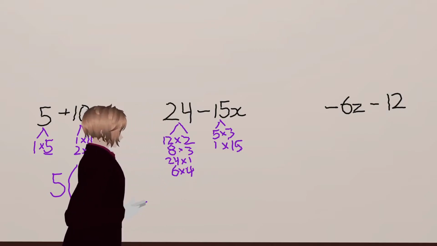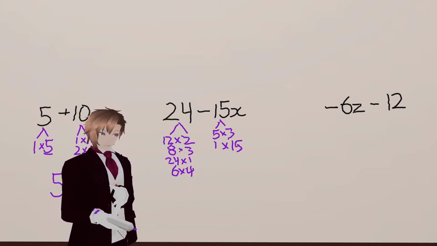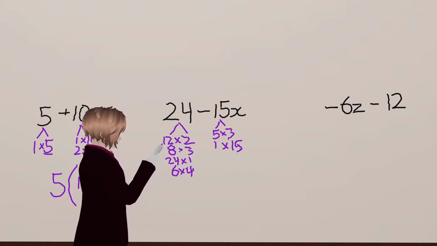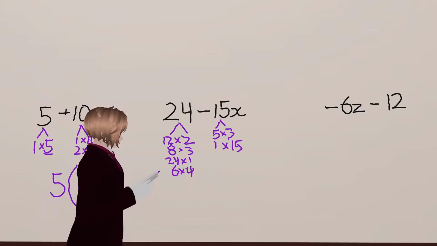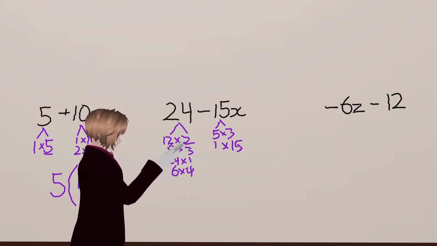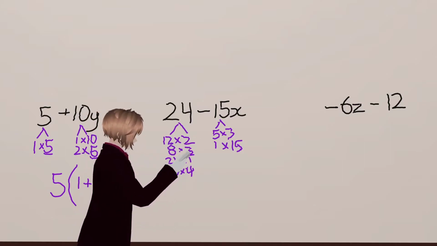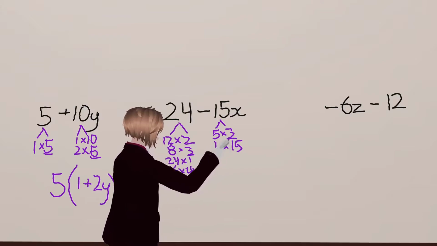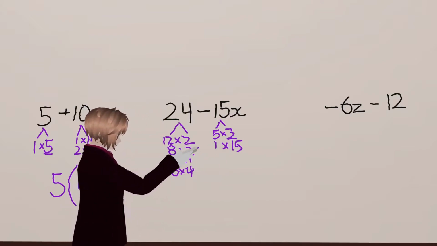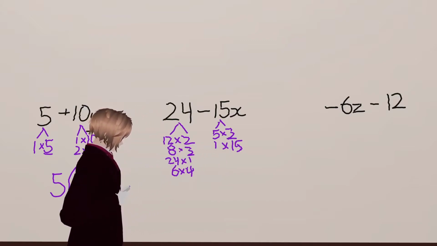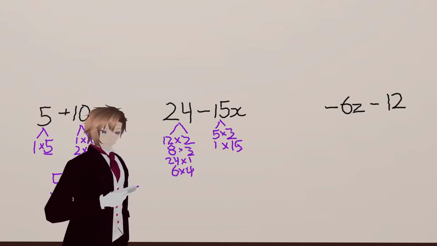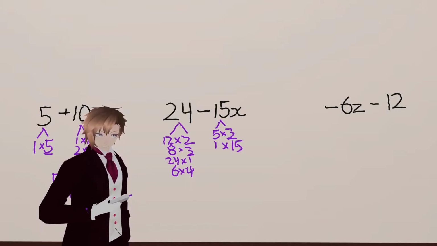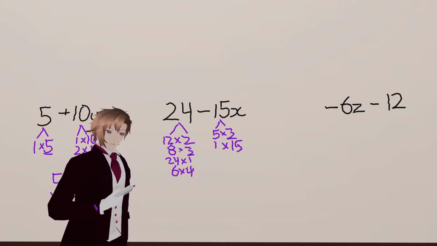What's the highest common factor? We have a 12 over here, but we don't have a 12 over here. We have an 8, we don't have an 8. We have a 3, and we have a 3. So let's underline that one. Are there any other numbers that match between these two numbers? Well, doesn't look like there is. So 3 is the highest common factor.